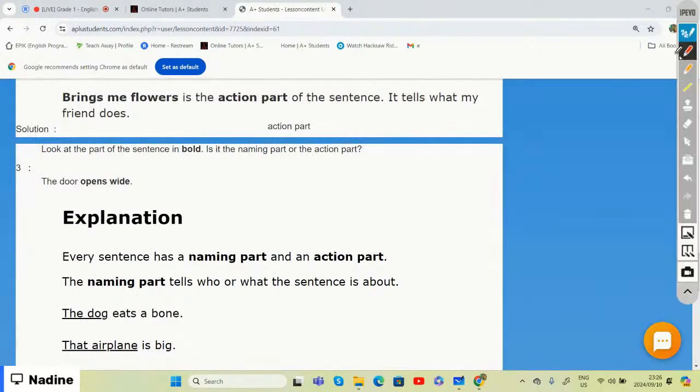All right, let's look at the next one. We need to say if it's a naming part or an action part of a sentence. It says the door opens wide. If you look at that sentence, is that a naming part or is that an action part? Are we naming something or are we showing an action?